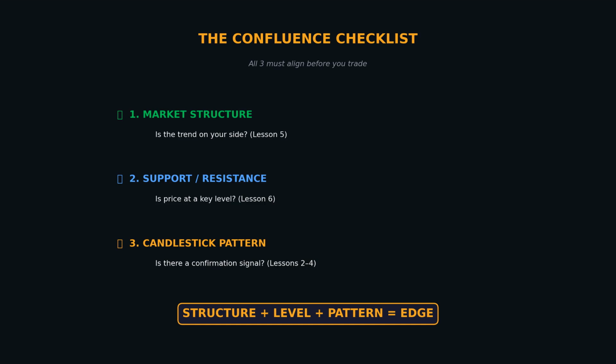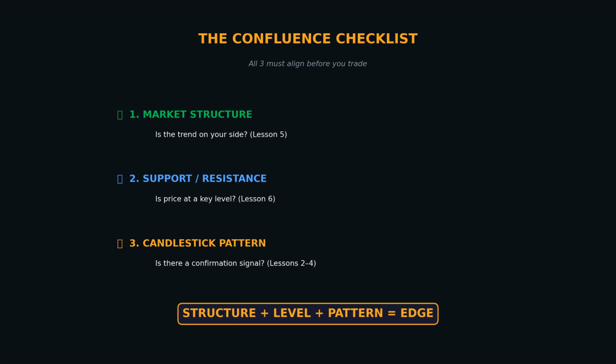Compare that to a random hammer in the middle of nowhere, with no trend context and no support level nearby. Same pattern. Completely different probability. The pattern doesn't change, the context does. This is what I mean when I say context is more important than patterns. The pattern is just the trigger. The context, market structure plus support and resistance, is what tells you whether to pull that trigger or not.